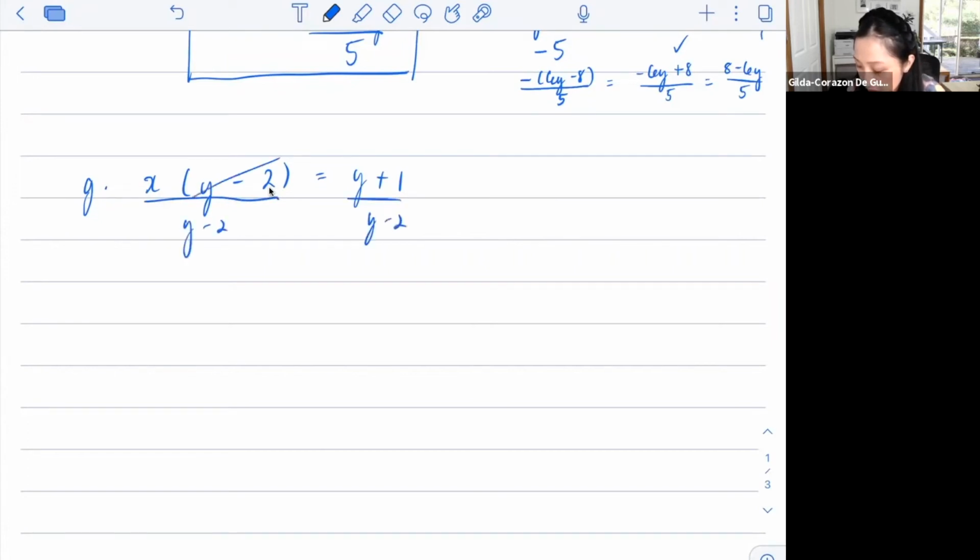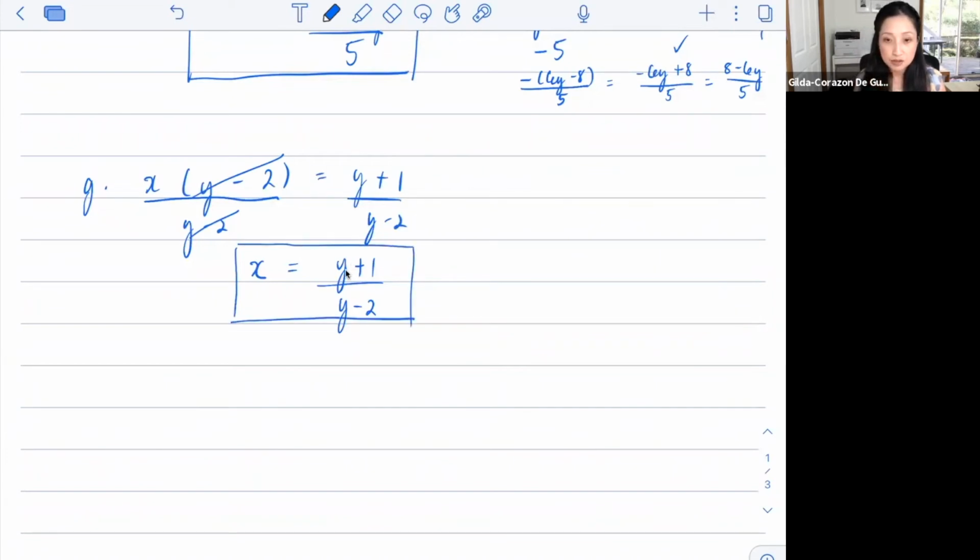And therefore you can cancel these two binomials, and you've got x equal to y plus 1 over y minus 2. Now this is the final answer here. You don't need to do anything there because you can't cancel the y and the y. There's a plus operation between them, and a minus operation between them. You can only cancel if the operation between them is multiplication. All right, so that's the answer there.